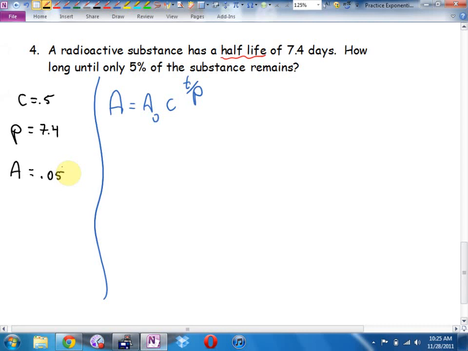Anyhow, I think my initial amount is 100%, which is what is the decimal, Andrew? One. Which means I think when they say how long this time, it's T. Not how long is the half-life period. How long is the total time, T? How long until? Is that all right?